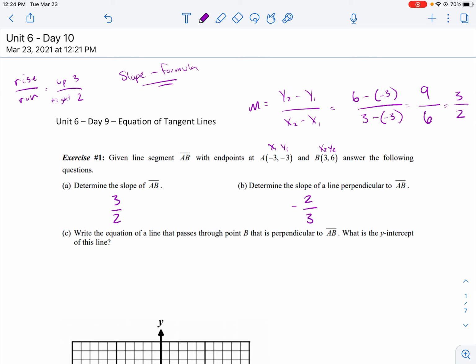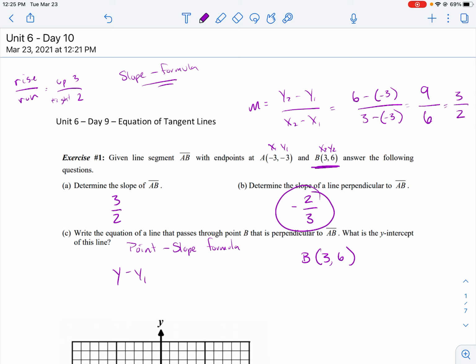And then finally, it's asking to write the equation of a line that passes through point B and is perpendicular to AB. So we need to go through this point right here, but it also needs to be perpendicular to our line segment AB, which means we're going to need this slope right here. So the equation looks like this. This is called the point-slope formula.